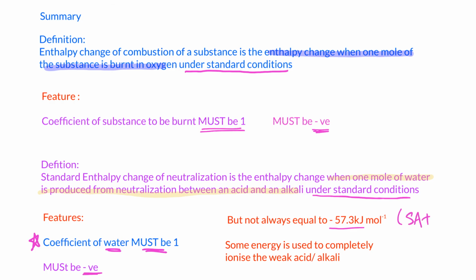Most of the time it will be negative 57.3 if it is a strong acid and strong alkaline, strong base. But if you have a weak base or weak acid, then at that time you'll find that some energy is used to completely ionize the weak acid or the weak alkaline. So therefore it will be less negative compared to the negative 57.3.